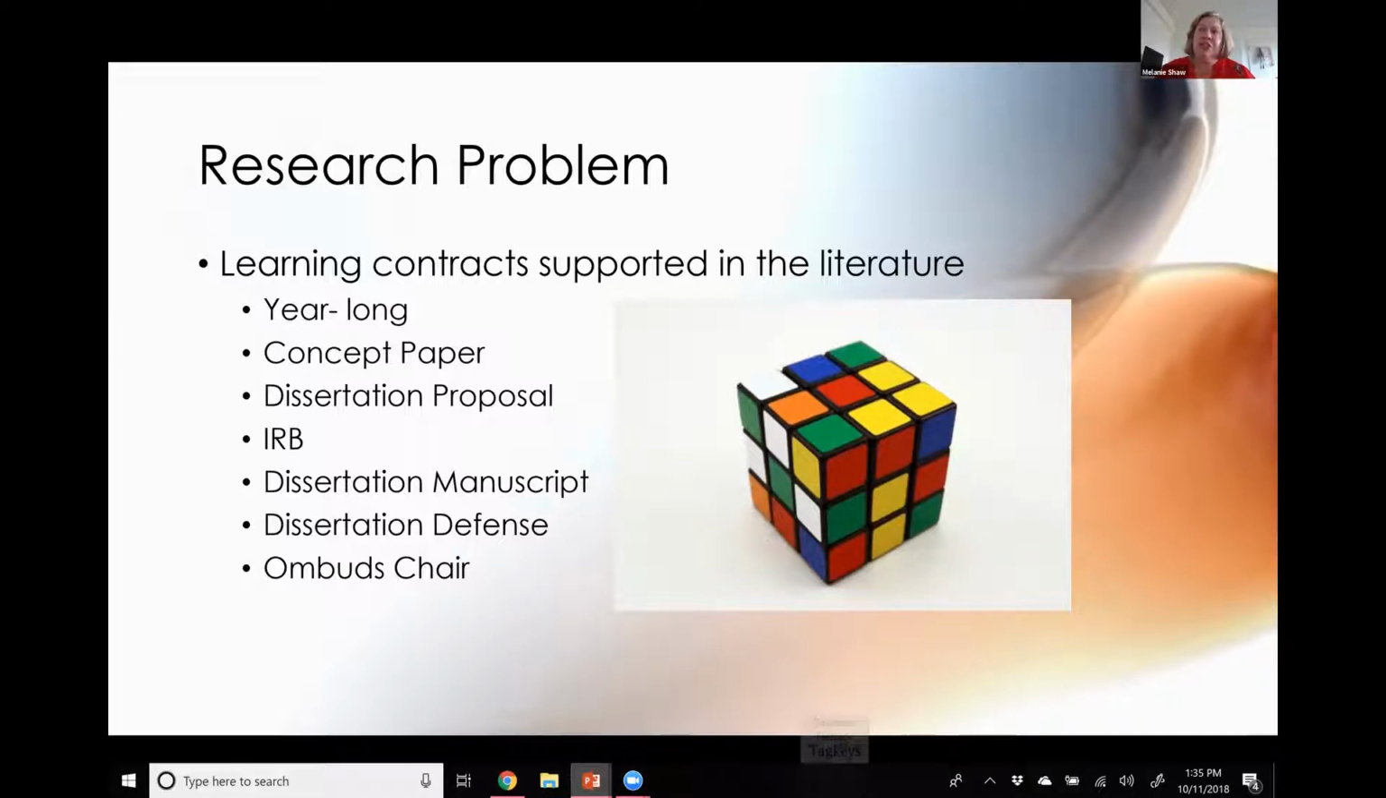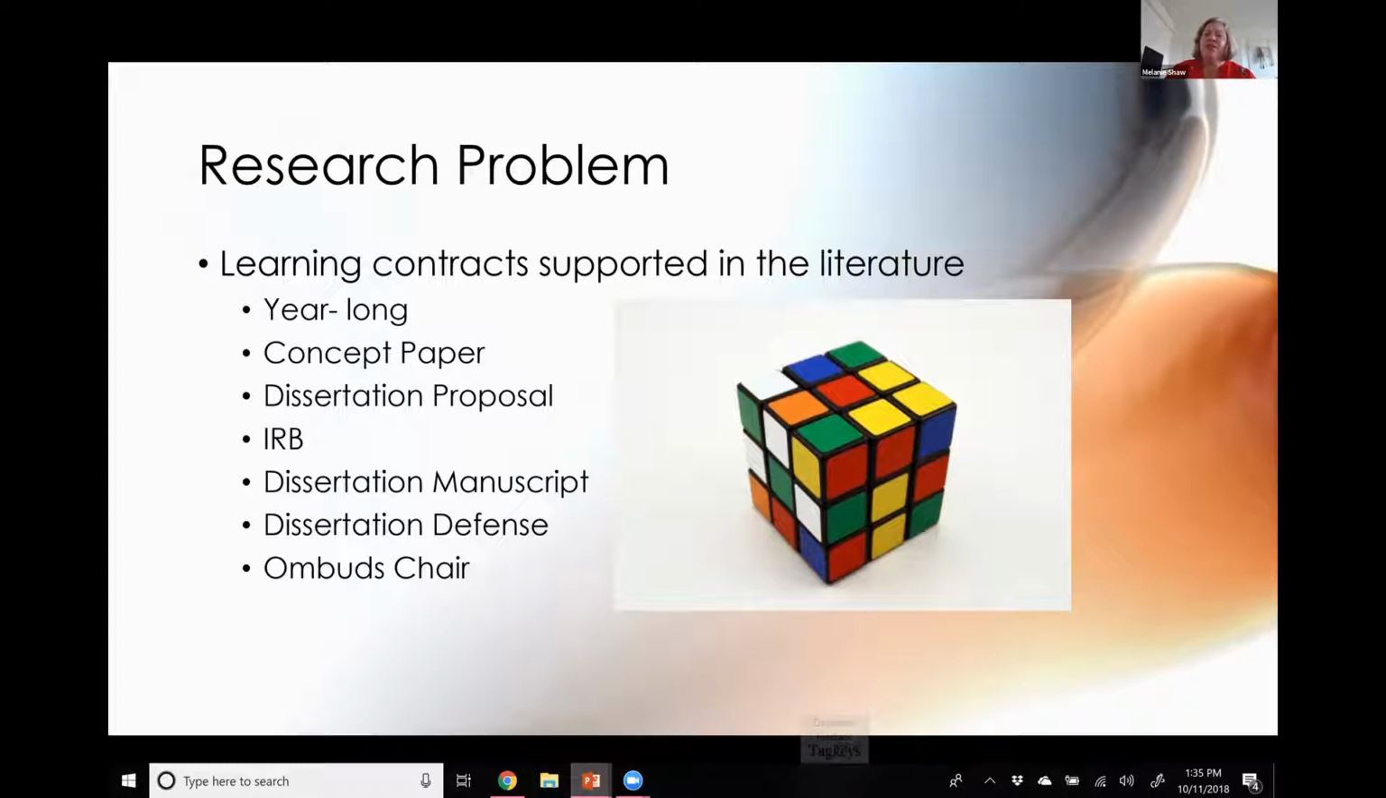When we began searching approaches to support at-risk doctoral students in the literature, one of the things that we identified was that learning contracts had been used successfully in a variety of contexts to support student success and also as a tool for mutual understanding. So as the students were invited to participate in this program, we required that they complete a learning contract that was a year-long contract that stipulated the specific milestones that they would complete in that year time frame.